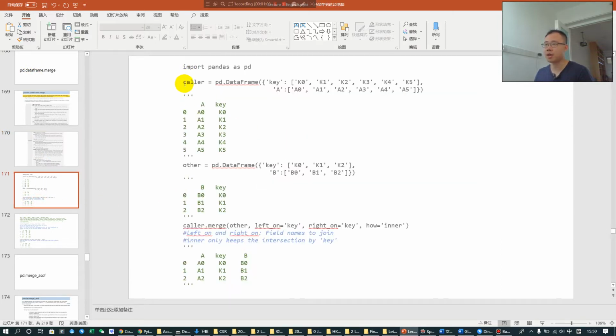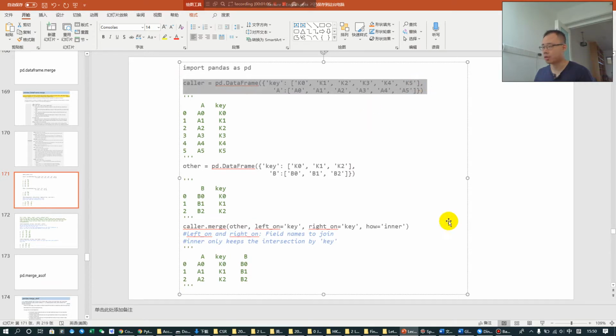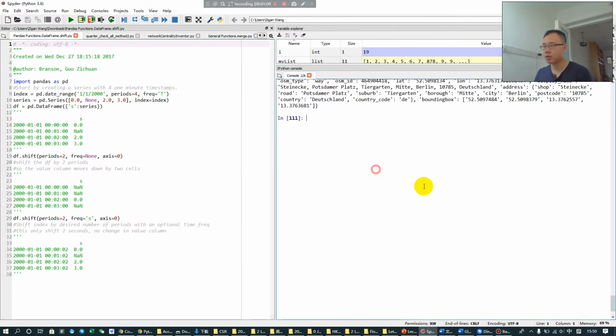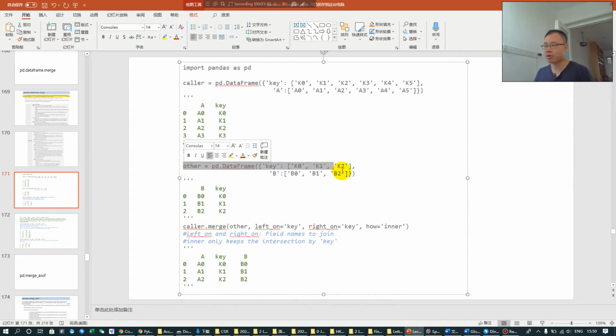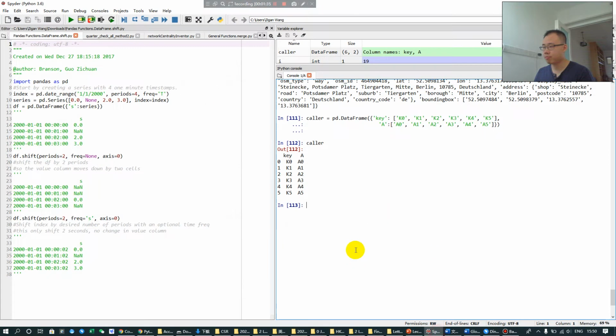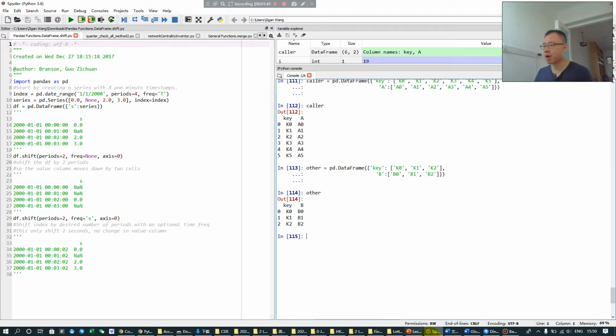For example, this is a data frame. It has a column called key and another column called A. For example, key is your name or a national ID number, and A is some of your information, your address, for example. And this is another data frame called other. Now we want to combine them together.